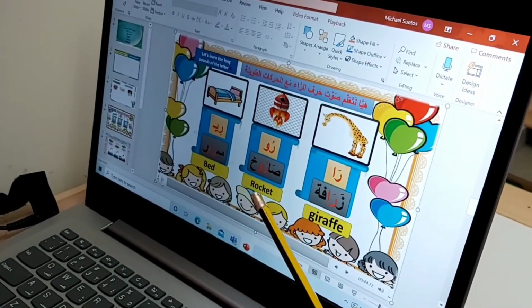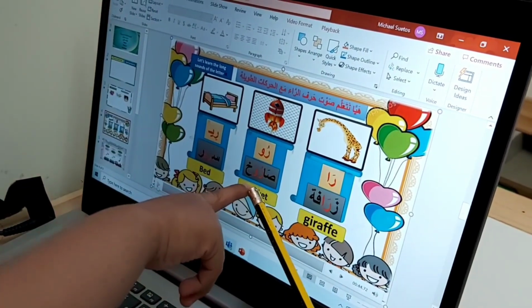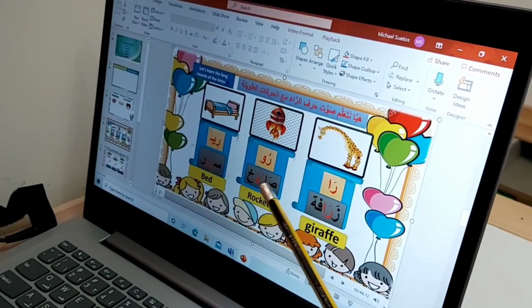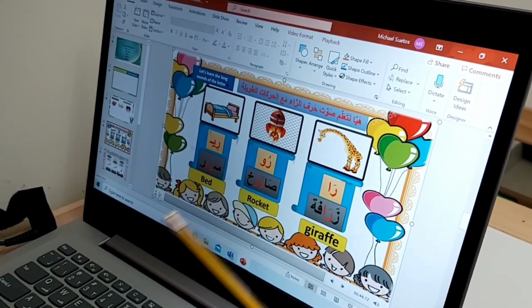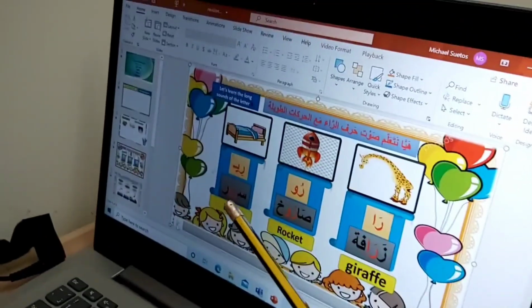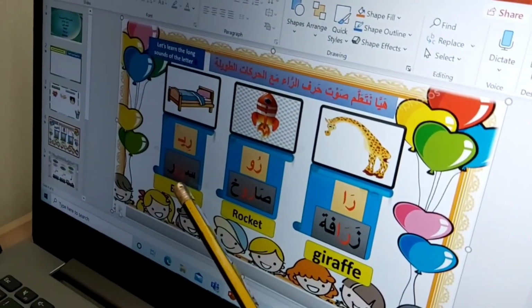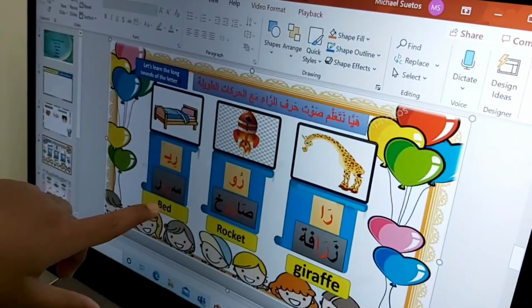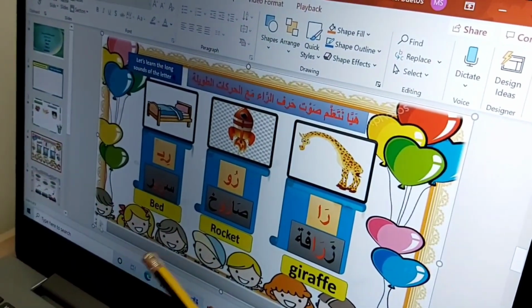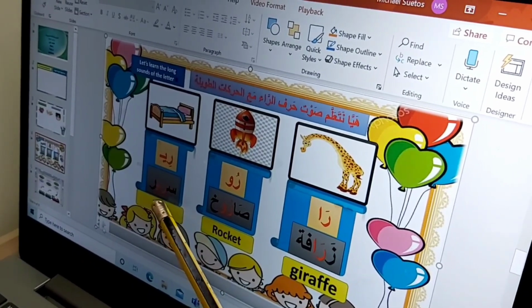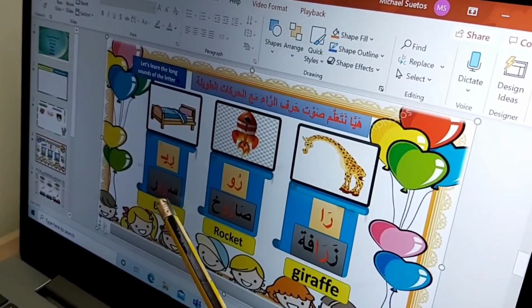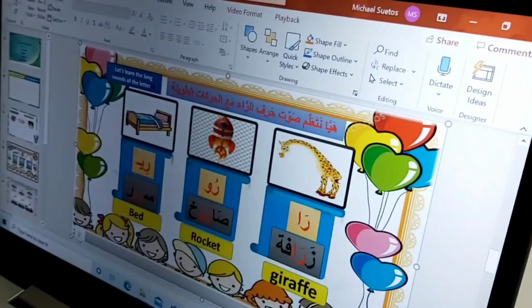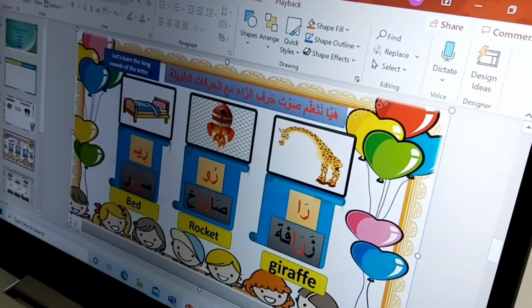Oh, here, where is the long vowel sound for this? Ra. Wow. Very good. So how do you read this one? Ooh. Very good. How about this one? Where is the long vowel sound for ra? This one, the red one. Okay, how do you read this? Ri. Is that with ra? Ra and? Yeah, very good.